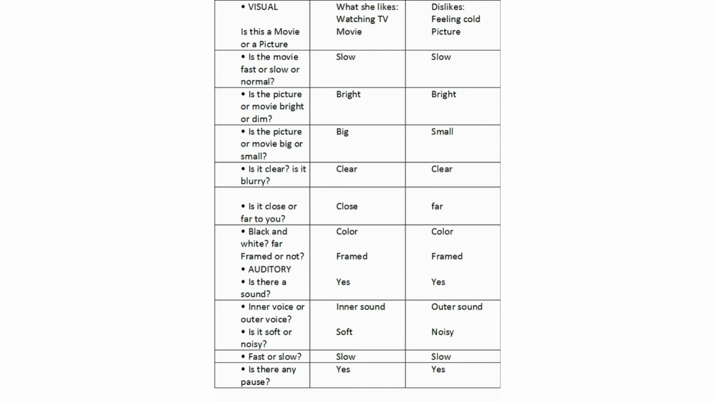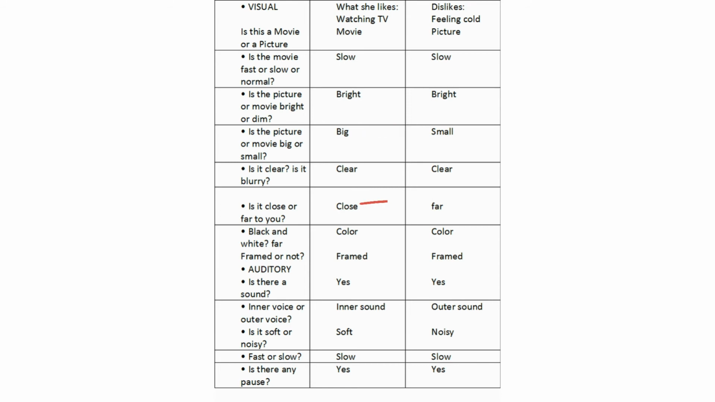Okay, we got 2 lists. Now I want you to see the picture of watching TV. It was a movie at that moment. We will change it into a picture. It will be enough to freeze the film. Watching TV was a movie. So inform me when it is a picture. It is still bright, but a little bit smaller. I want you to make it smaller. And it is still clear, but far.